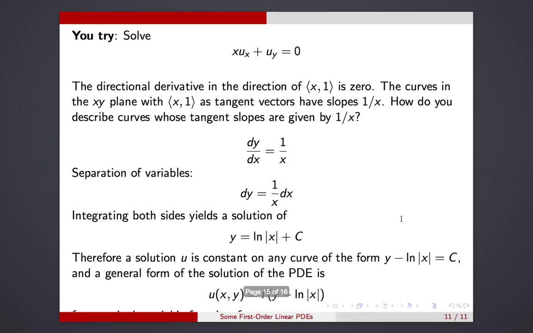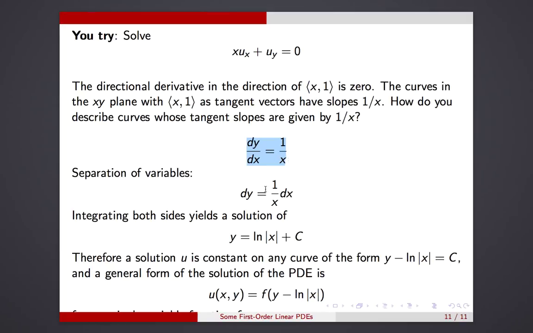Okay, so here's the solution. It's the same logic as before. Now the directional derivative in the direction of this vector, x1, is 0. So the curves in the xy plane with these as vectors have slopes 1 over x. And how do you describe those guys? Just like the previous example, here's an ODE describing those curves.